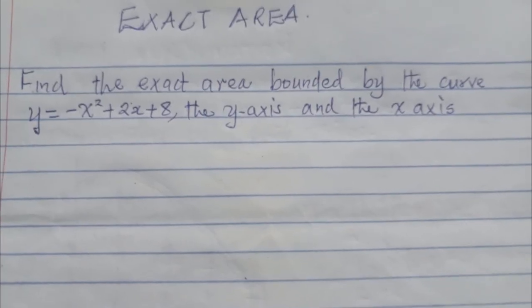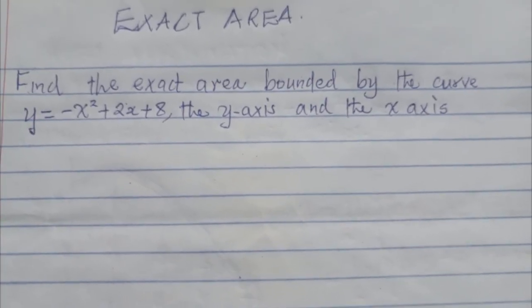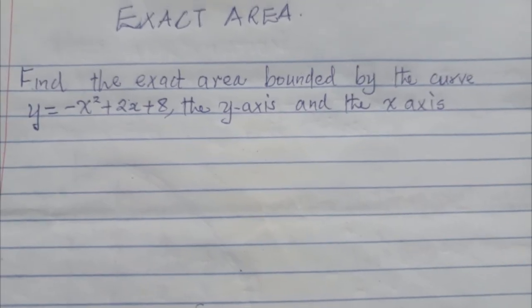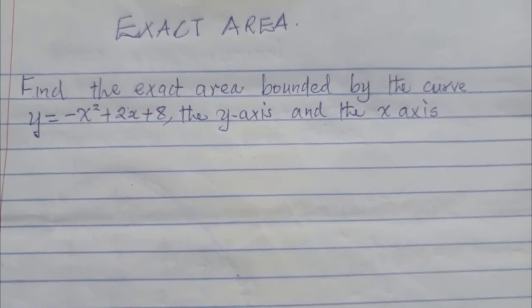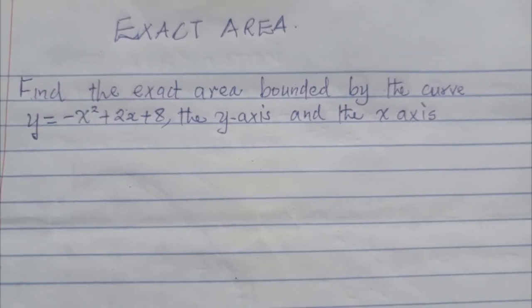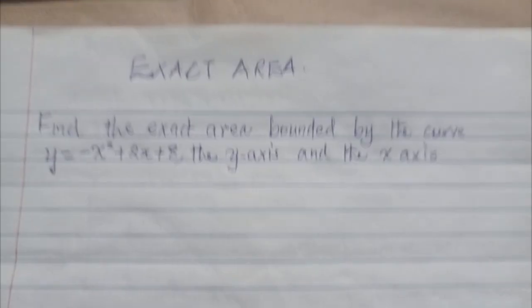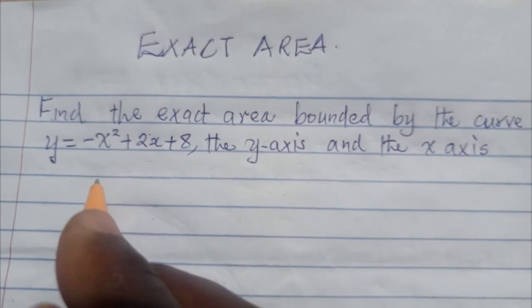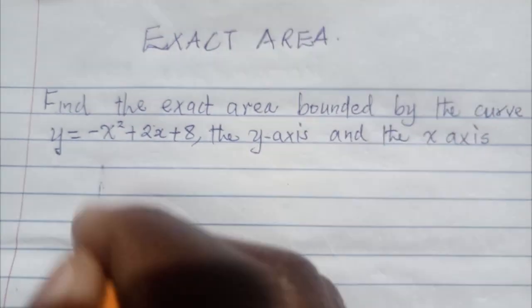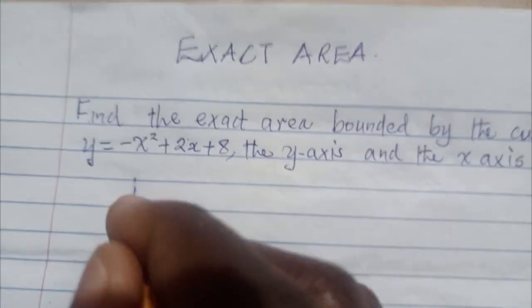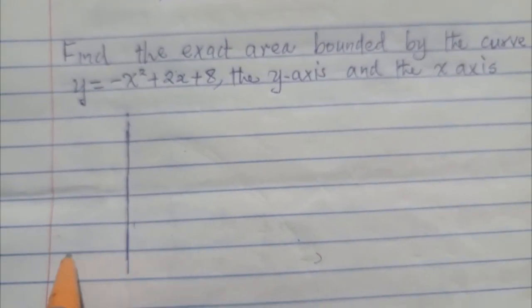So we have the same question. As you can see here, you are asked to find the exact area bounded by the curve y equals negative x squared plus 2x plus 8, the y-axis and the x-axis. Again, as I've said before, when you're given such a question, it is imperative that you do a sketch so that you see exactly what you are expected to do.